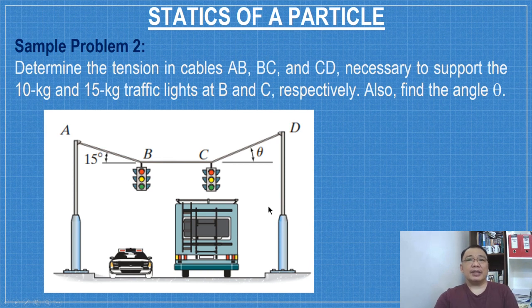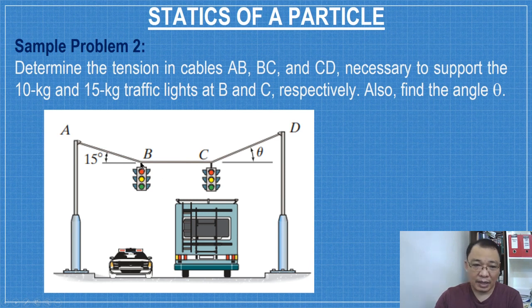Again, make sure that every time you analyze a particle, there are only two unknowns. So for this one, you cannot cut here and then cut at CD. It's not possible, because not all forces meet at a common point. So therefore, you have to isolate B first and then after that C.